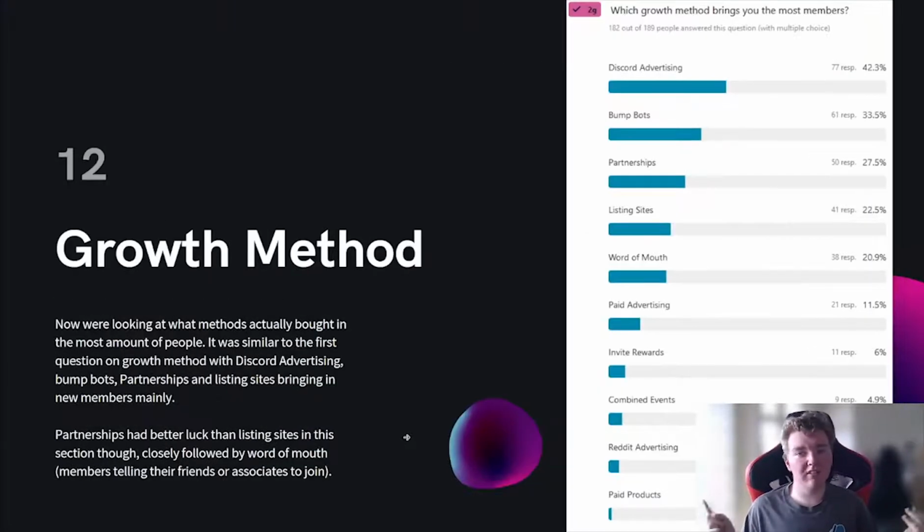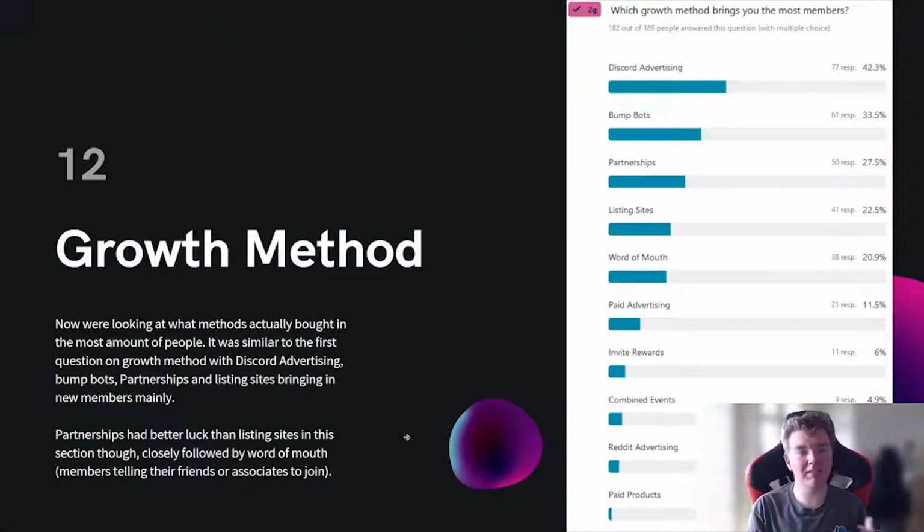What's the main way people grow? Discord advertising, bump bots, partnerships, listing sites, word of mouth. Those are really the main ones, but with Discord advertising being by far the most. Partnerships did better than listing sites, most likely because they're more targeted than an actual listing site, because partnerships generally partner with similar communities. Word of mouth also is quite interesting.